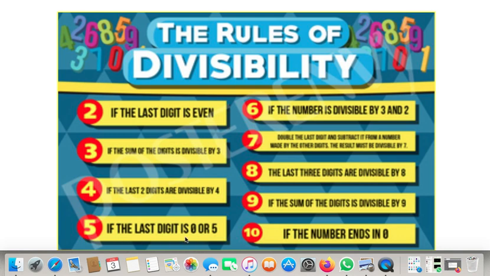If a number has the last digit, means unit place digit, as 0 or 5, then it is always divisible by 5. Next, if a number ends with 0, it is always divisible by 10.